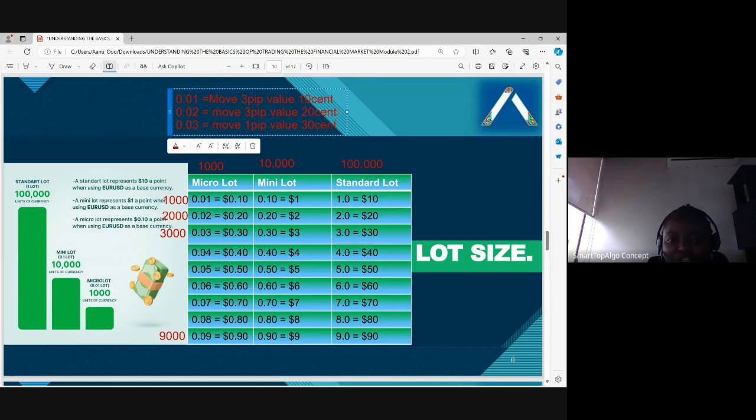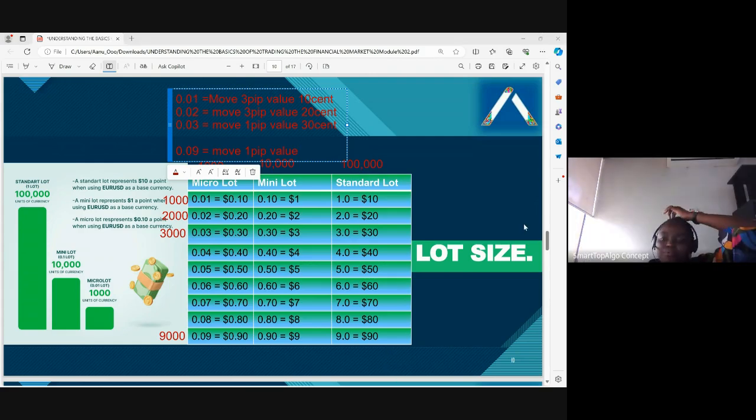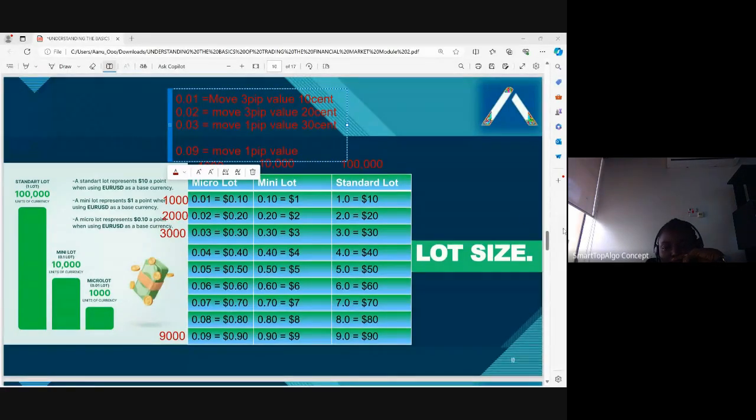Now this is how it continues. Let's assume I use 0.09. Who can tell me what is the value of 1 pip? 1 pip will be valued at what if I use 0.09? Who can tell me? Drop it in the chat box. 90 cents, not 90%, please. 90 cents. Thank you. So this is for the micro lots.